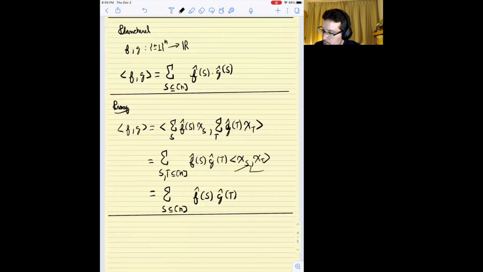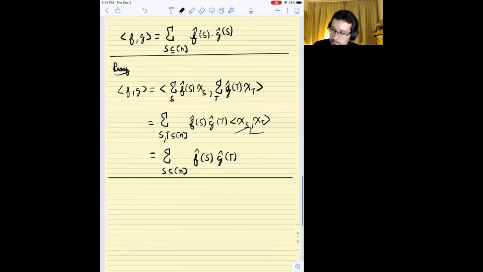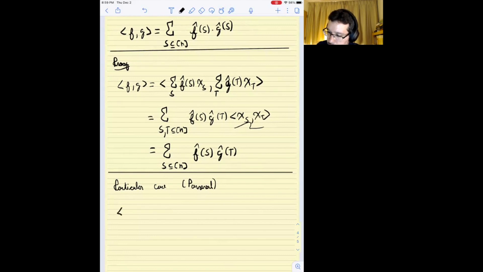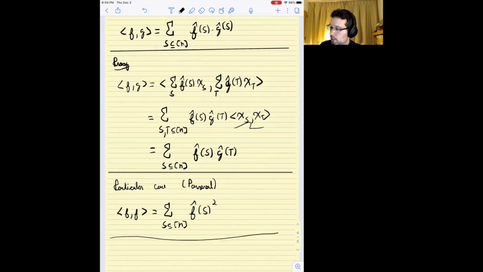And one particular case of this is known as Parseval. I hope I'm not flipping Plancherel and Parseval. It is when you take the inner product of f with itself. And then, very nice, you get the summation of the Fourier coefficients squared. When the two functions are the same, we get this.